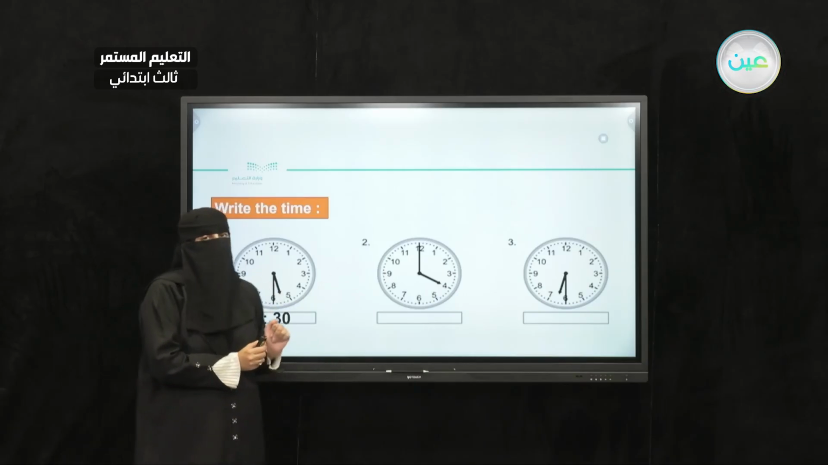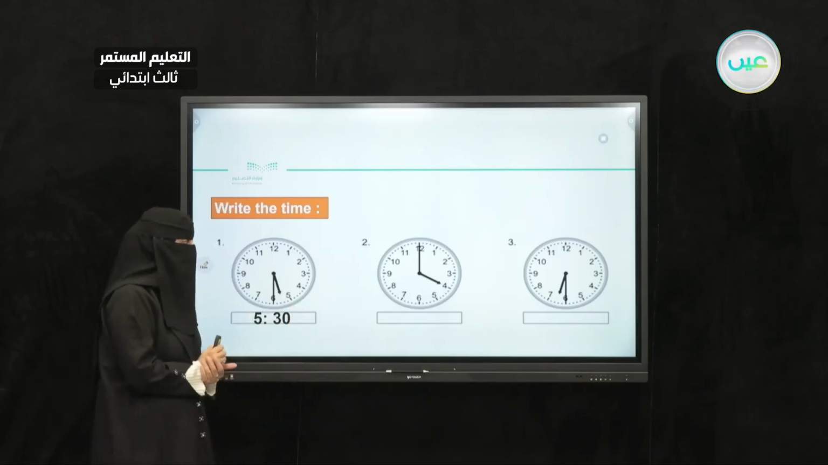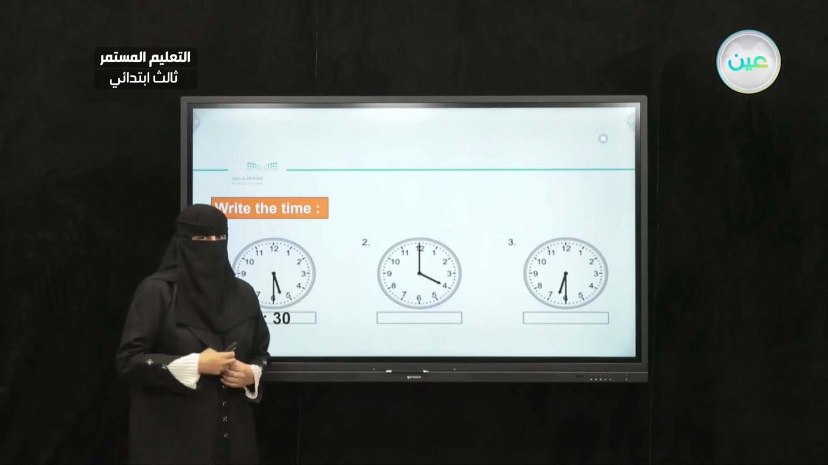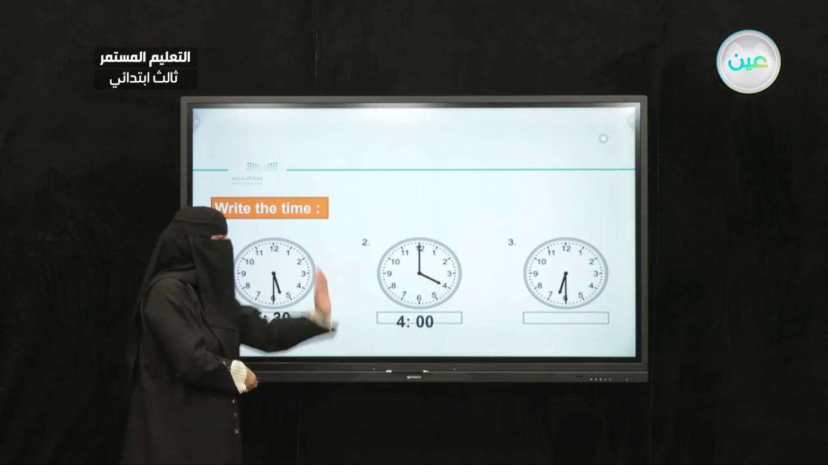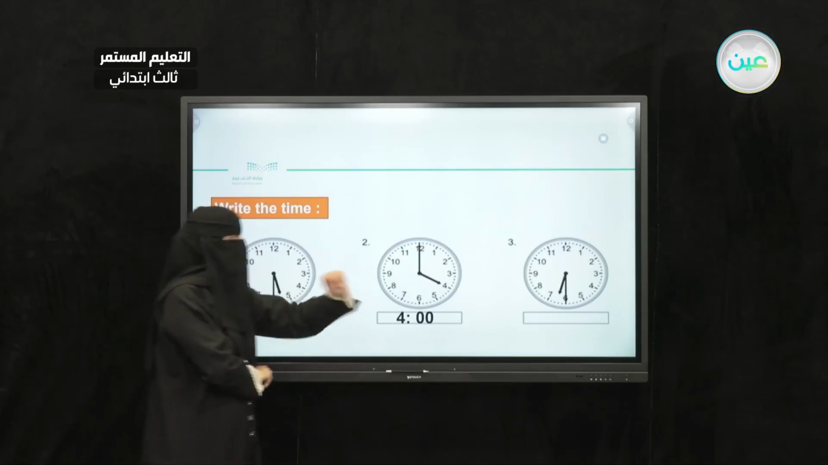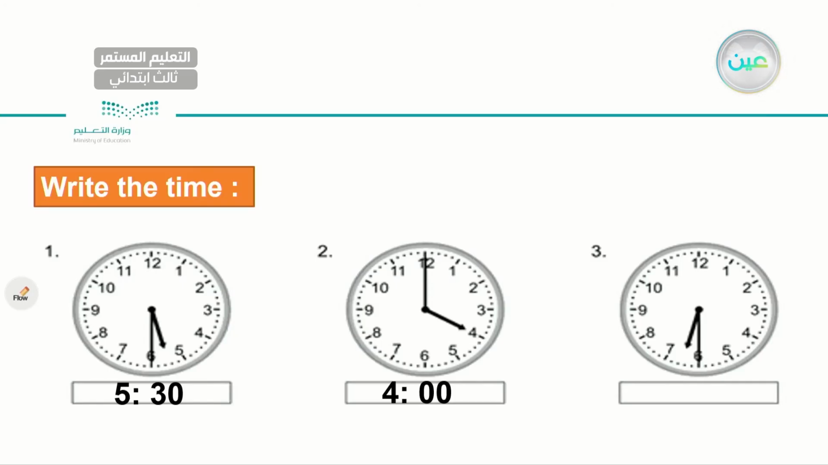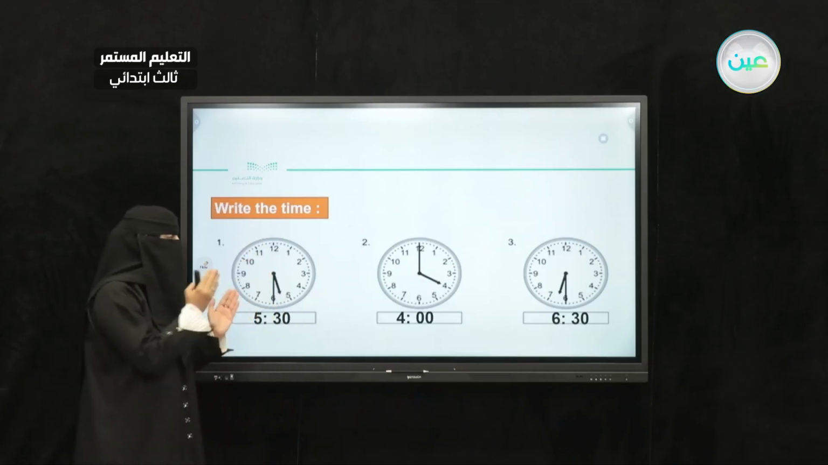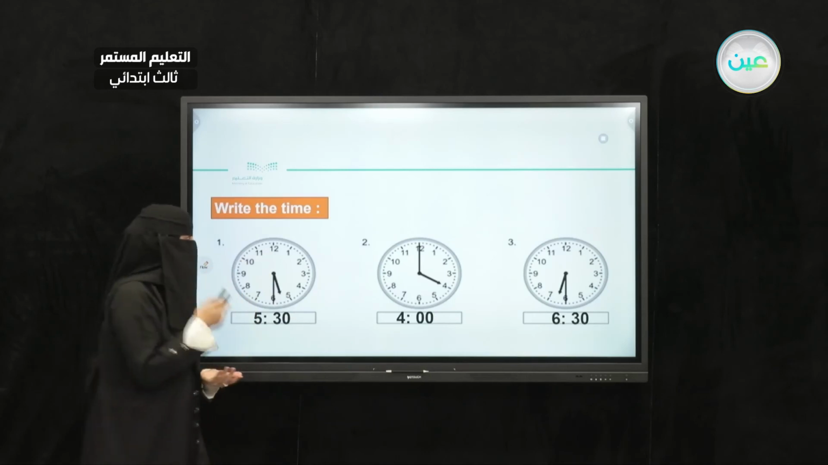How about the one in the middle? What time is it? It is, very good, exactly 4 o'clock. Excellent. How about the last one, number 3? What time is it? It is 6:30. Very good. So we might say 6:30 or half past 6.